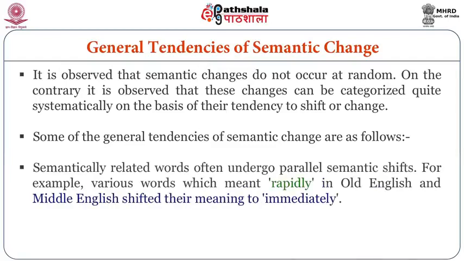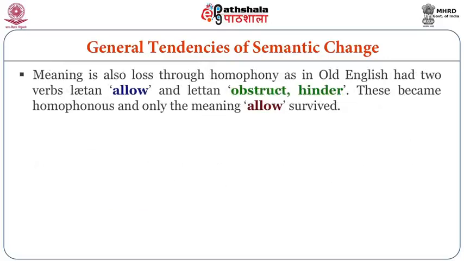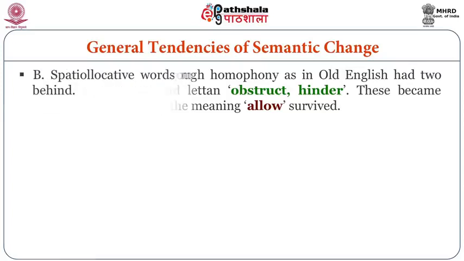Semantically related words often undergo parallel semantic shifts. For example, various words which meant rapidly in Old English and Middle English shifted their meaning to immediately. Meaning is also lost through homophony, as Old English had two verbs, allow and obstruct or hinder. These became homophonous and only the meaning allow survived.